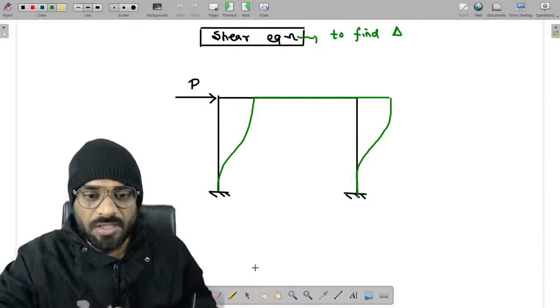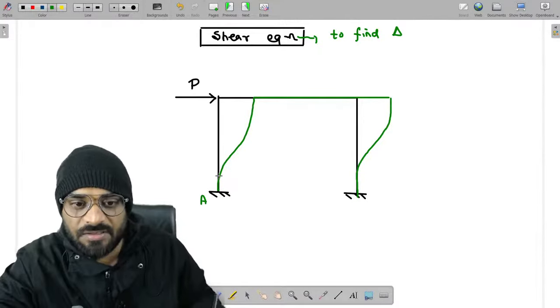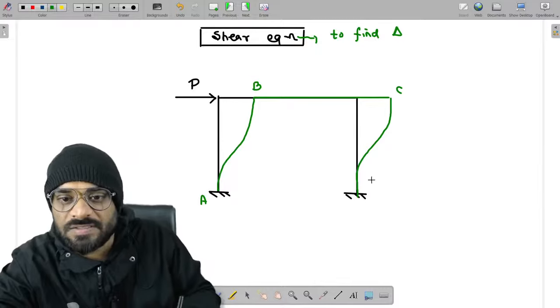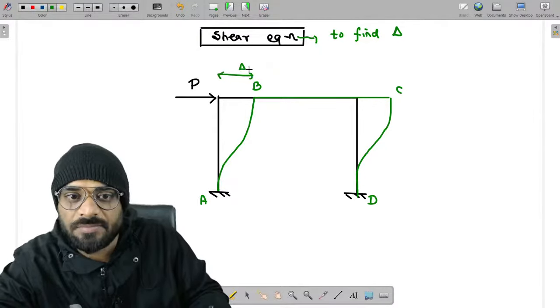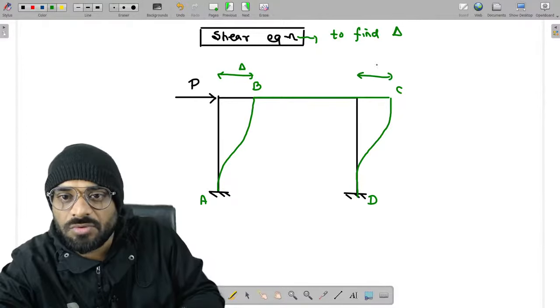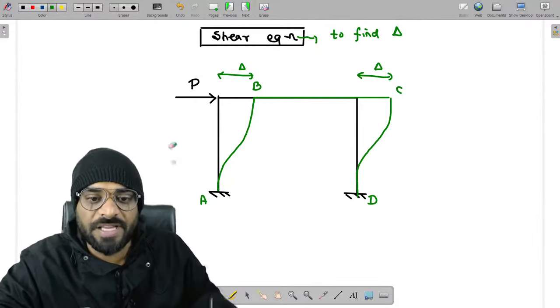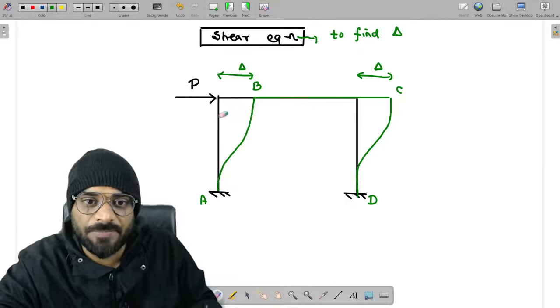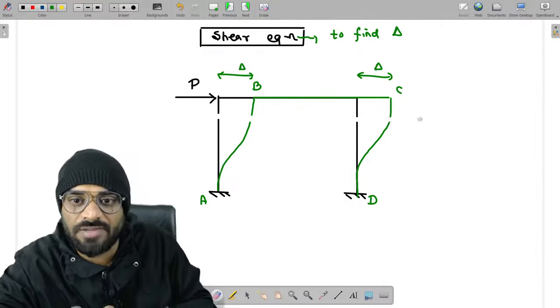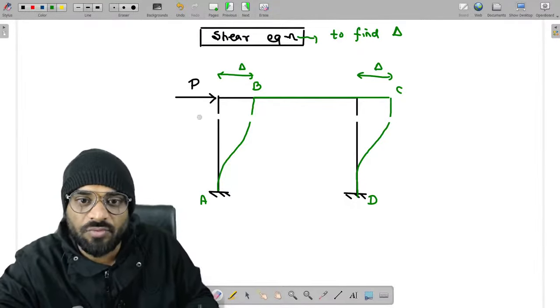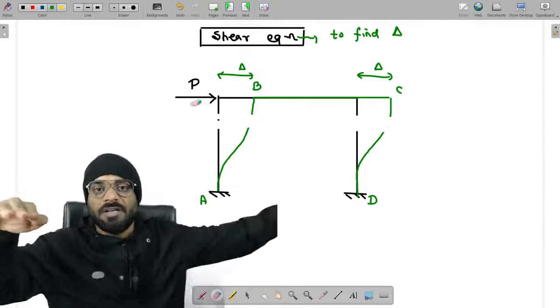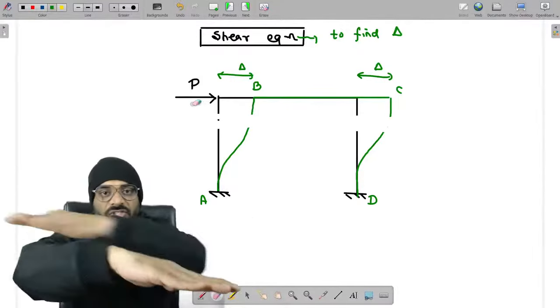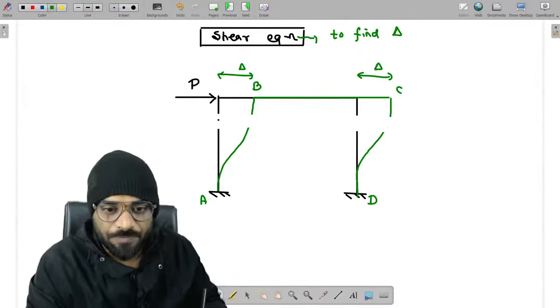Simple. Now guys, let us consider this is A, this is B, this is C, and this is D. And this is our delta. As we have discussed, we need to break the structure first. Kindly break it at this particular location. Why are we breaking it? Let me explain. Due to this horizontal force, this upper part may get sheared off, right?